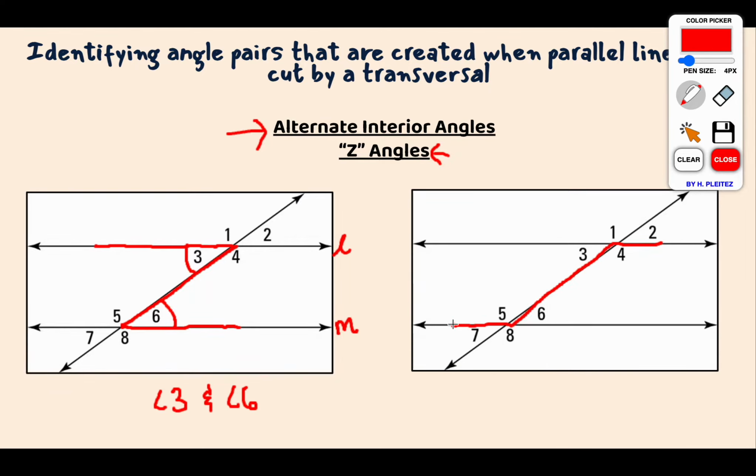So if we make a backwards looking Z and we look at the inner corners of our Z, we know that angle 4 and angle 5 are alternate interior angle pairs as well.